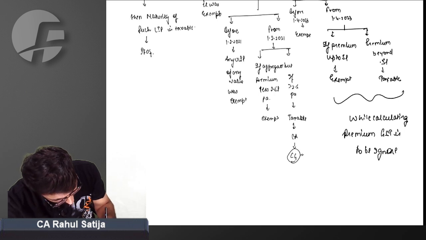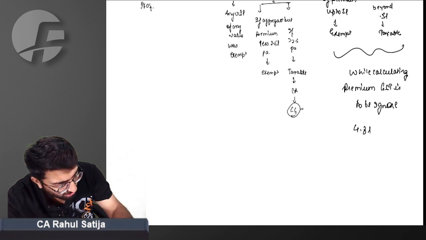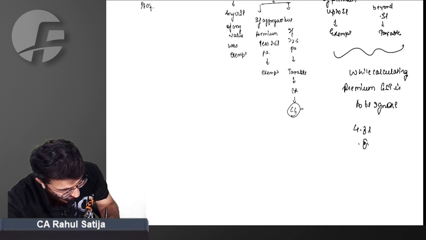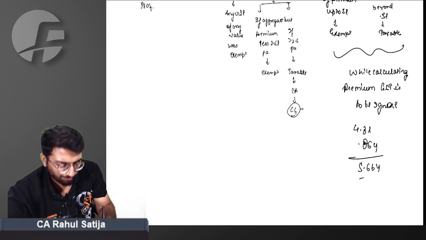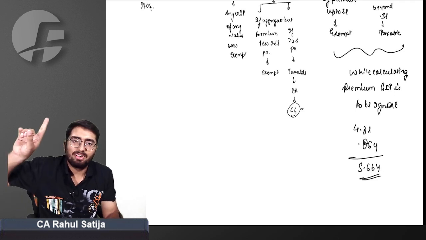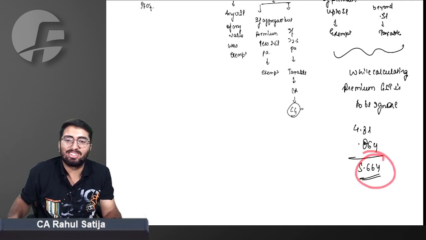Just giving an example, for example, premium is 4.8 lakhs. GST on it will be 0.0864. Total premium will turn around to be 5.664. What is the aggregate premium for the financial year? It is 5.664.